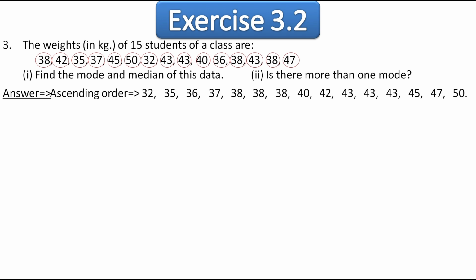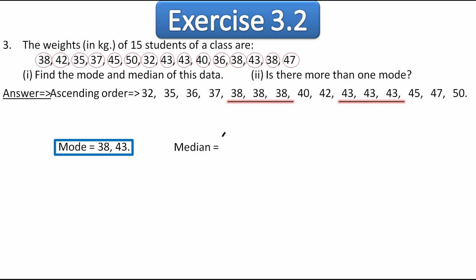Now let's check which number is repeated for more times. Here 38 and 43, both the numbers are repeated for 3 times. So we can say that mode is 38 as well as 43. Okay, now let's find median by using this formula, n plus 1 upon 2th term. Because n is 15 which is odd number, so let's put the value of n here.